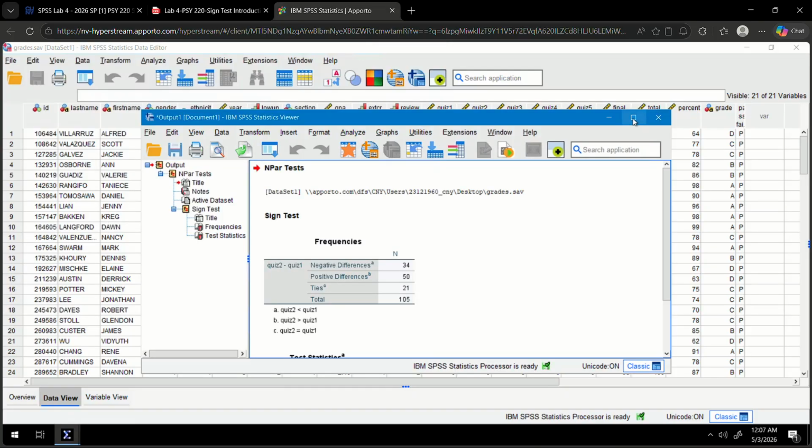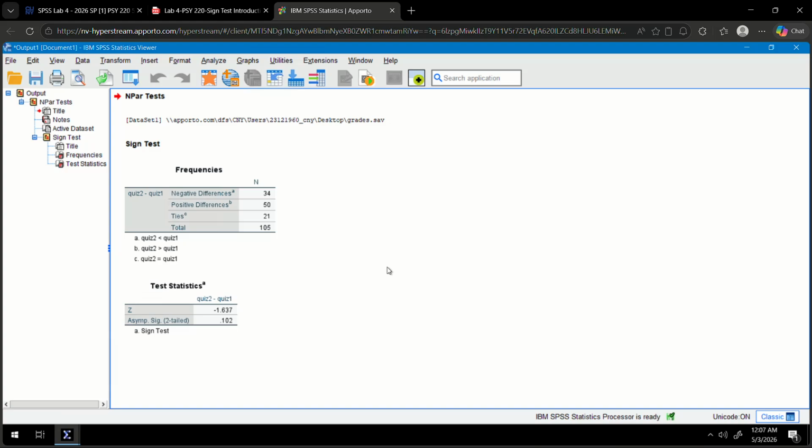And we've discarded all the ties. So what does this tell us? This tells us that quiz 2 was lower than quiz 1 34 times. Quiz 2 was higher than quiz 1 50 times. That's what we're interested in. We're interested in the 50 here because we're hypothesizing that quiz 2 will be better than quiz 1.